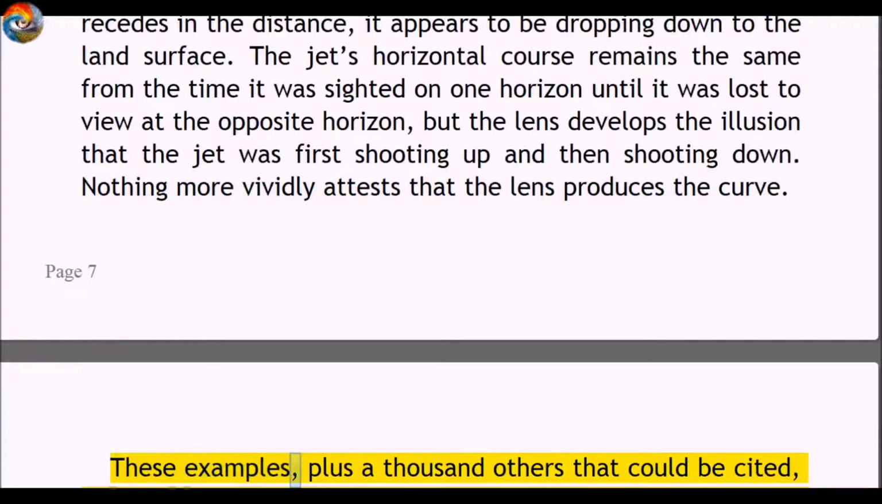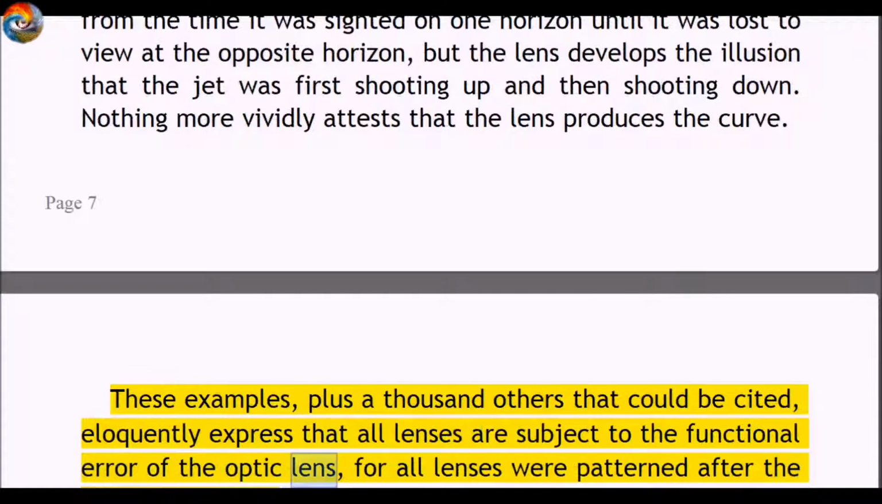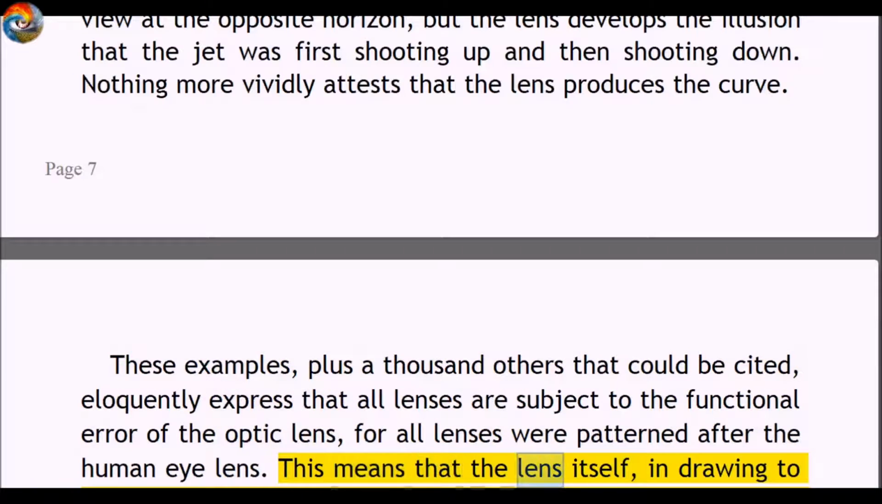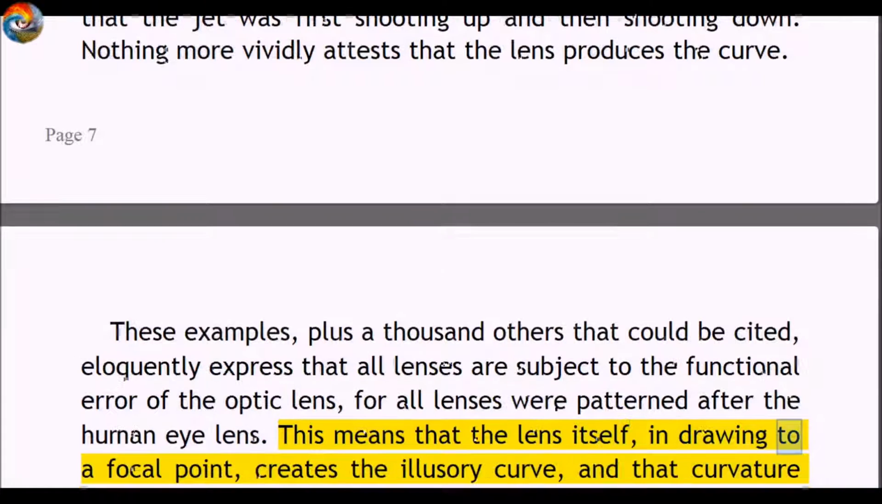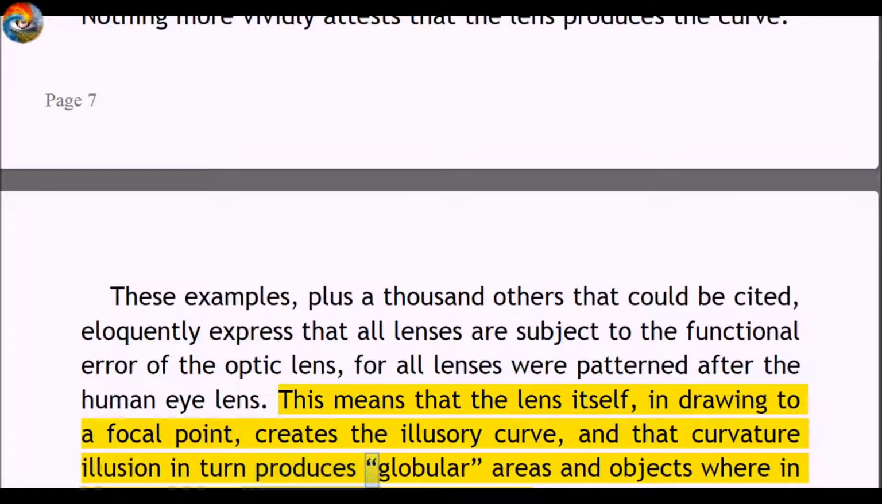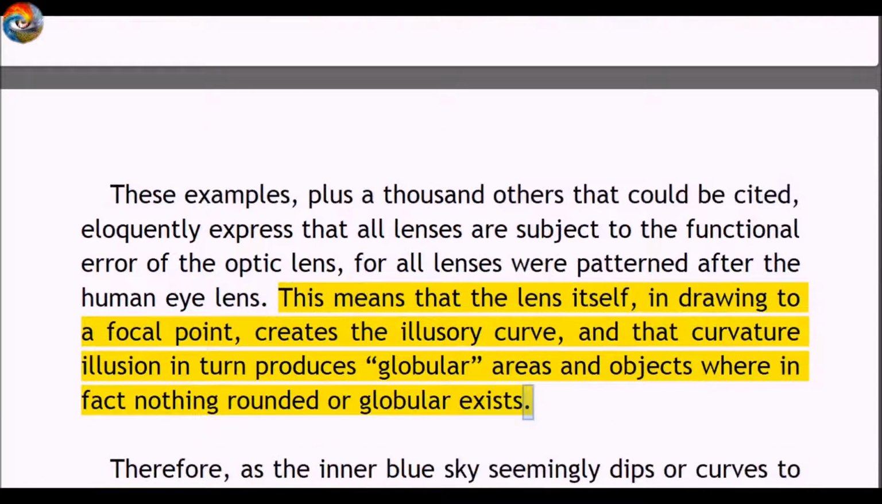These examples, plus 1,000 others that could be cited, eloquently express that all lenses are subject to the functional error of the optic lens, for all lenses were patterned after the human eye lens. This means that the lens itself, in drawing to a focal point, creates the illusory curve, and that curvature illusion in turn produces globular areas and objects where in fact nothing rounded or globular exists.